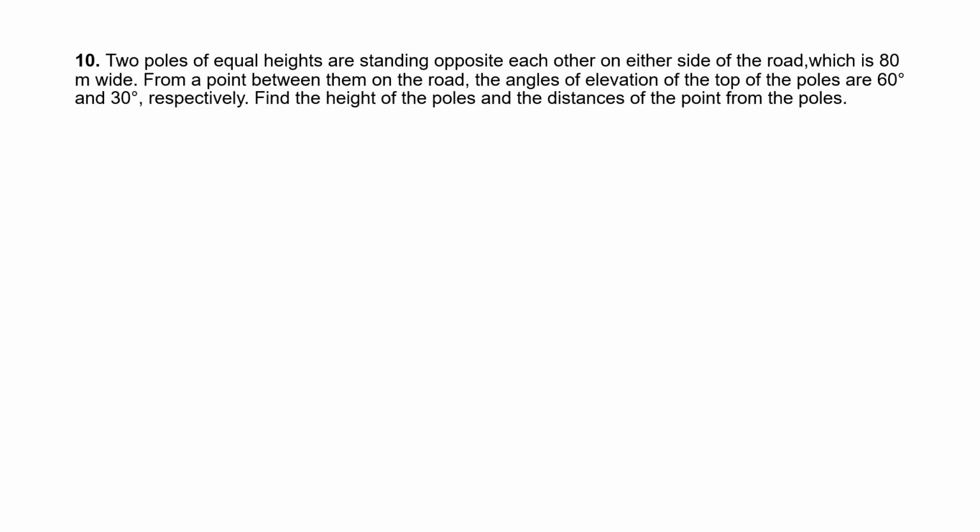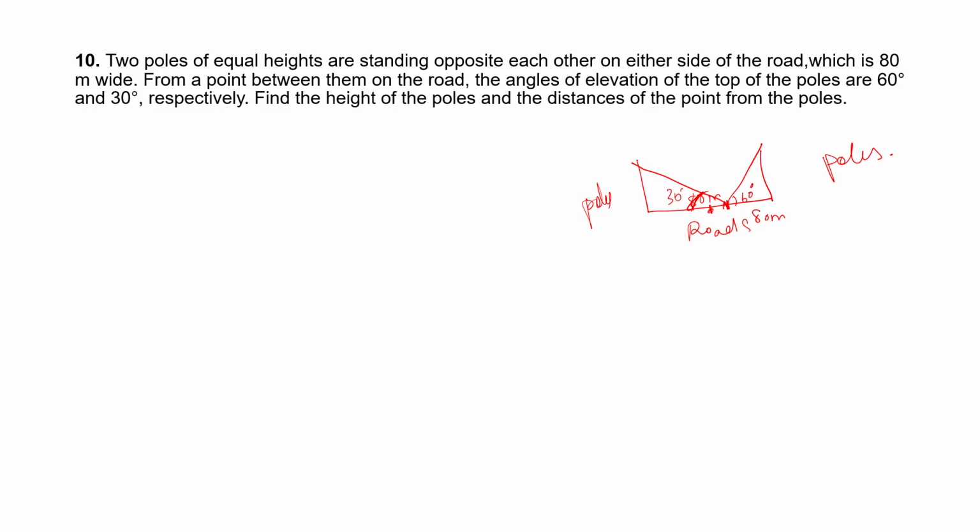Tenth question. Two poles of equal height are standing opposite to each other on either side of the road. So this is your road, two poles are here, pole 1 and pole 2, and the road is 80 meter wide. That means this road width is 80 meter. From a point between them on the road, the angles of elevation of the top of the poles are 60 degrees, somewhere in between the road, and 30 degrees. I'll write that 80 meter down. Okay, it's 30 degrees like this.